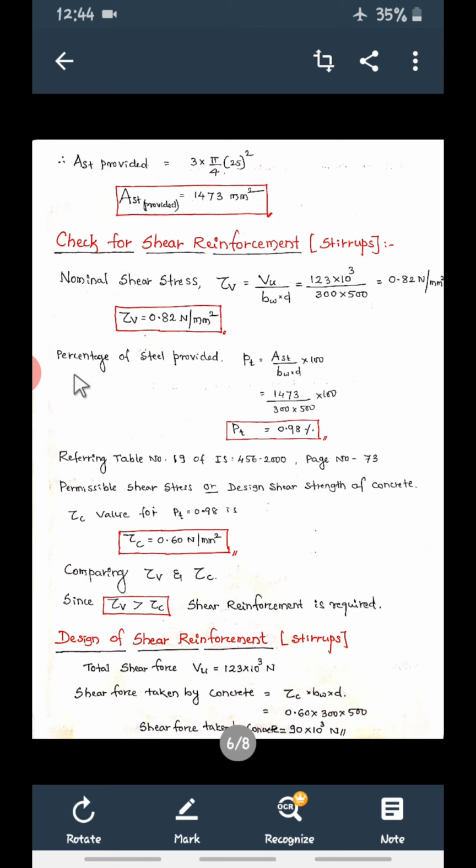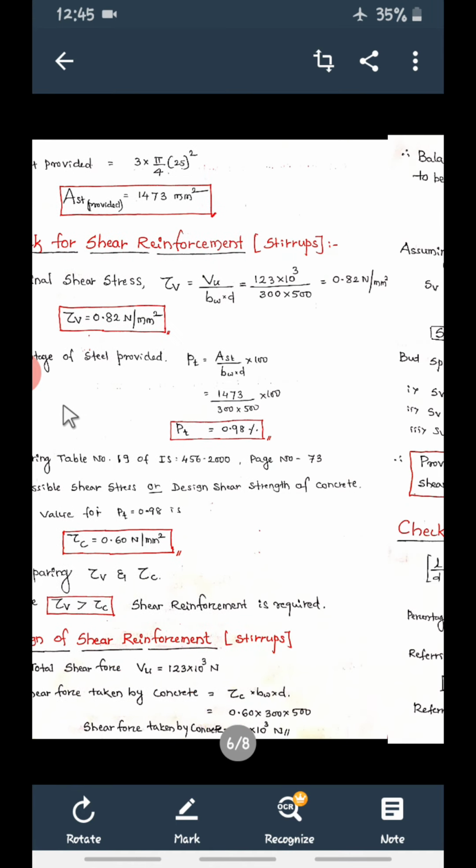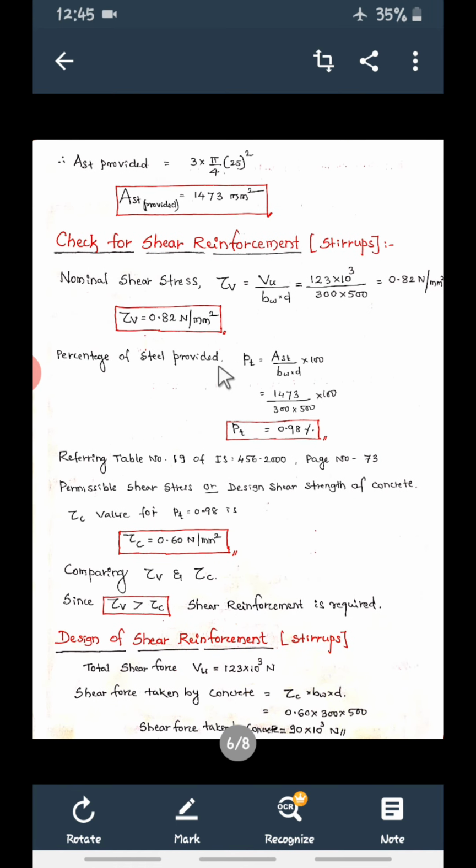Then what is the permissible tau C? We have to calculate it, but for the calculation of tau C, we first need the percentage of steel, which is already calculated. So what is the percentage of steel we are providing? PT is equal to AST upon BD into 100. AST is the provided 1473 divided by BW into D into 100.